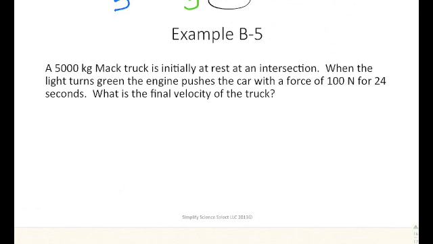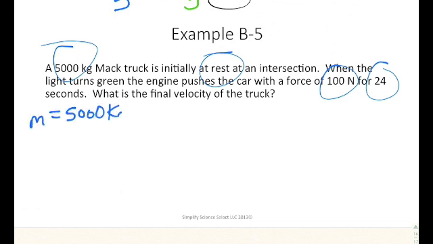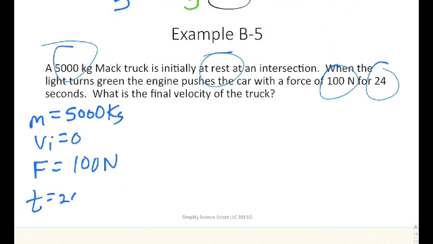In this last example, it says you have a 5,000 kilogram Mack truck that's initially at rest at an intersection. So we have a mass and we have at rest. And it says when the light turns green, the engine pushes the car with a force of 100 newtons for 24 seconds. What is the final velocity of the truck? So we have the mass is 5,000. We have the initial velocity is 0. We have the force exerted on the car is 100 newtons. And we have the time is 24 seconds.